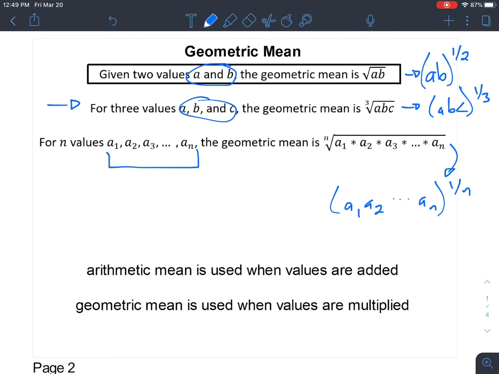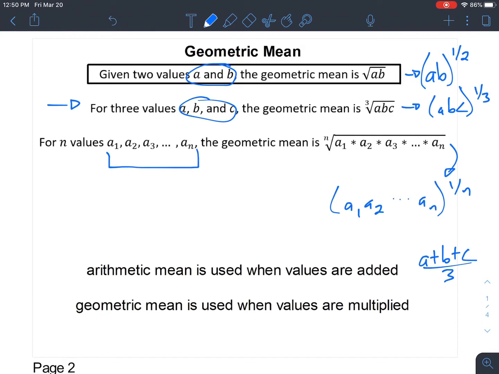Now, just so you're aware then, you are already familiar with the arithmetic mean. That's the one where we had to add all of our things together and we divided by how many we have. That's used then whenever your values typically are supposed to be added together. So for example, if I'm talking about how many candy bars I have and then how many candy bars you have, we want to be able to add those together and then divide by 2 to find the average candy bars between you and me.